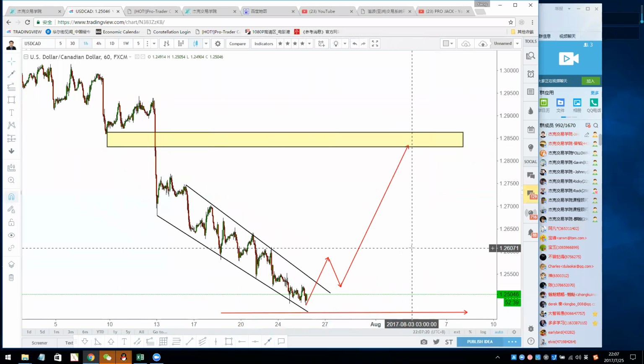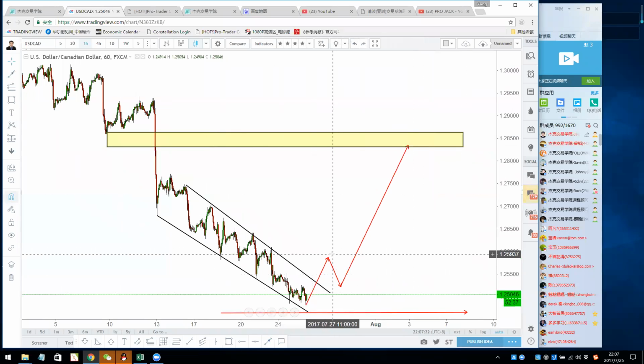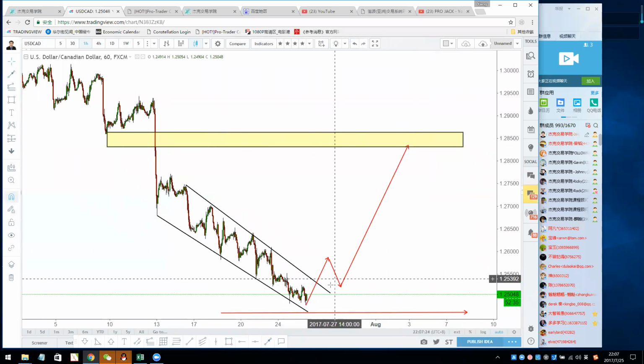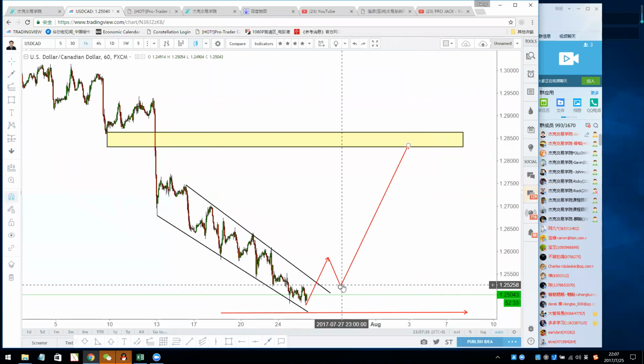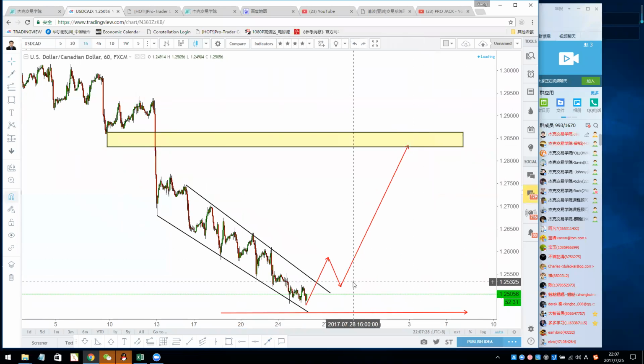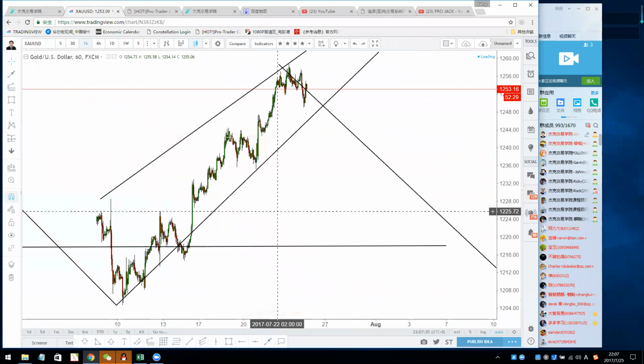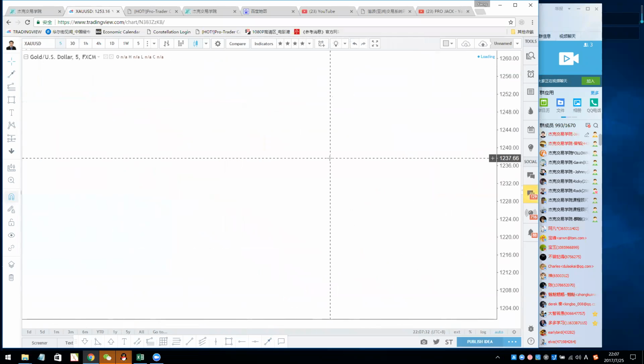So don't buy dollar CAD until it breaks the channel. Okay, and try to buy the low, buy the pullback. It's just similar to the gold. What I teach my students about gold, in 5 minutes' time.